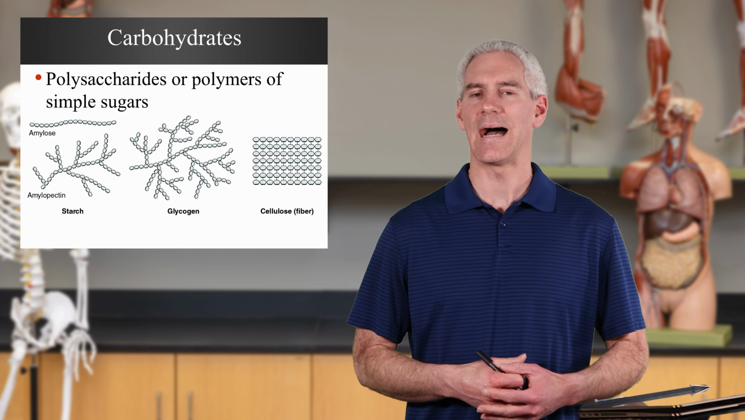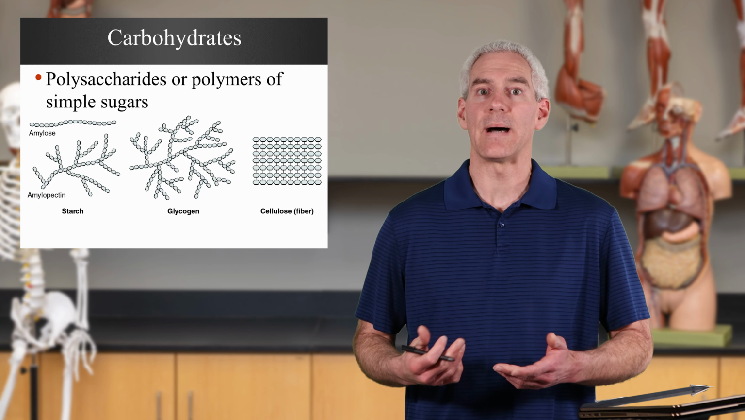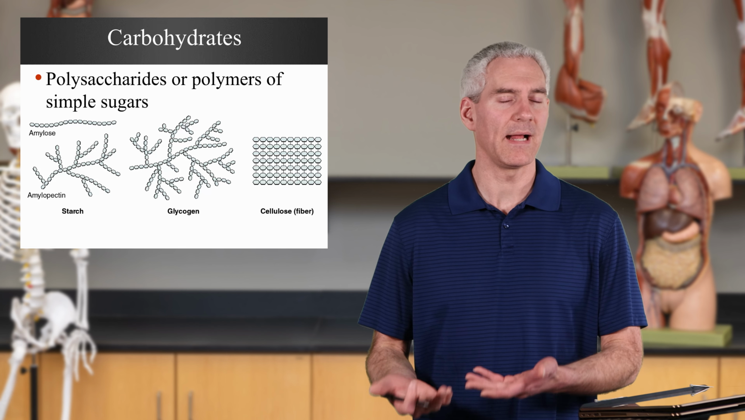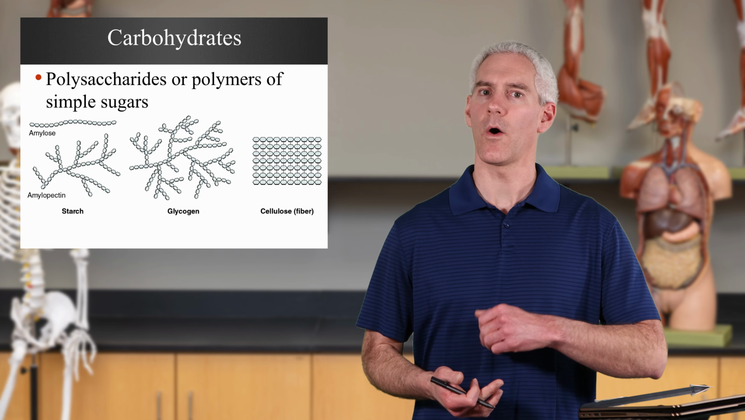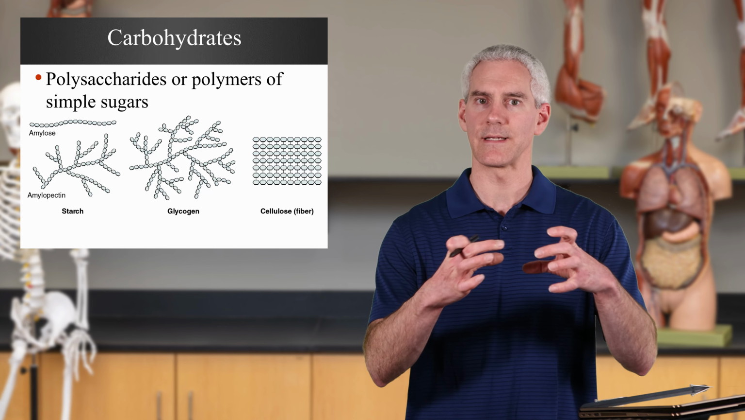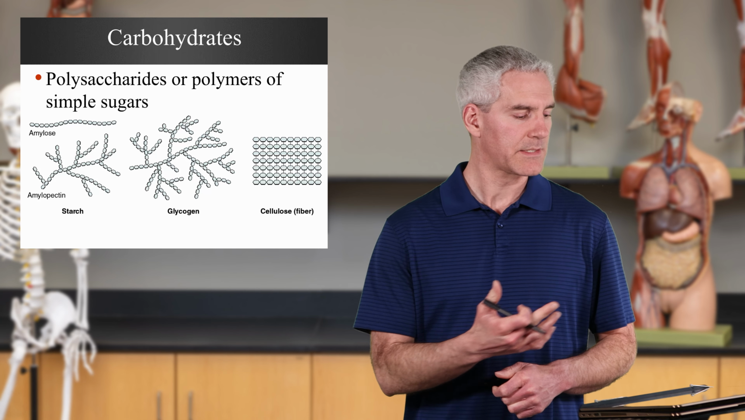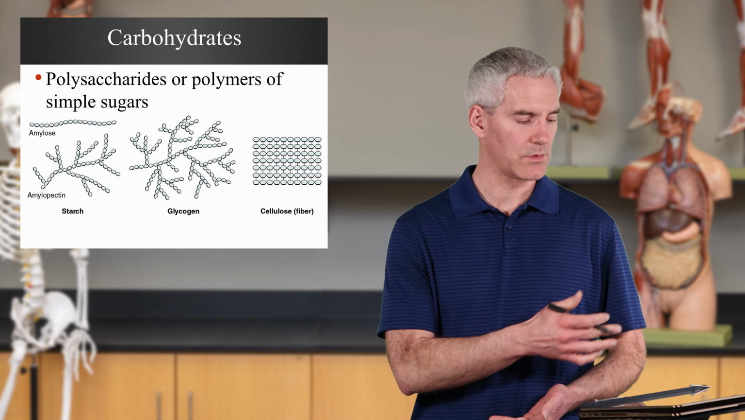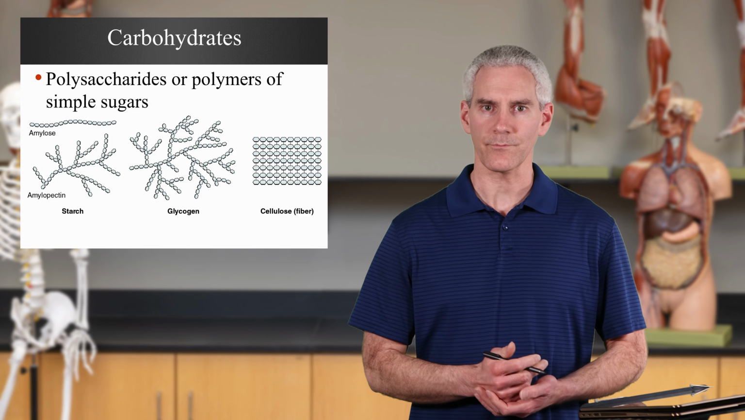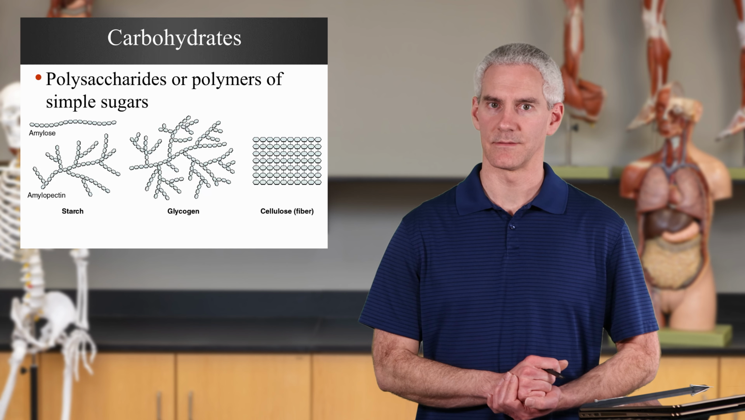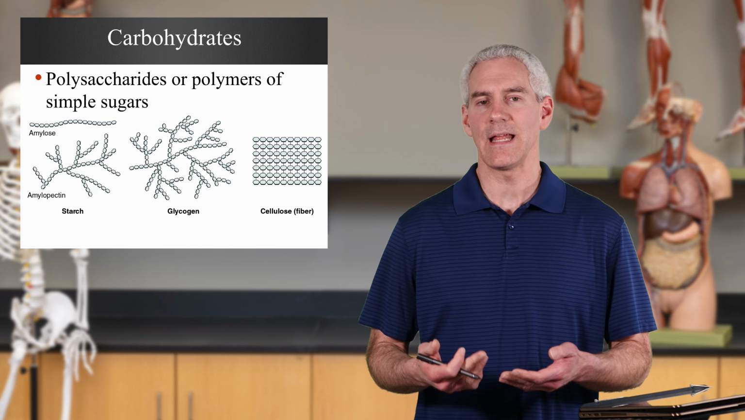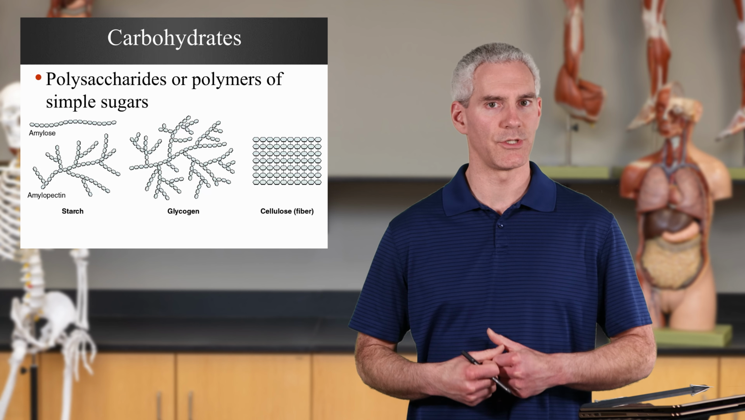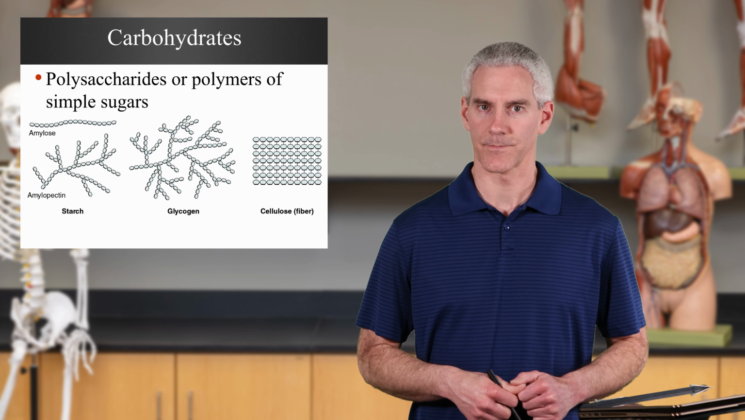And then we have polysaccharides. Polysaccharides, poly meaning many, are going to be 3 or more of these rings held together. Some examples you see here are amylose and amylopectin. Those are going to be some starches. We have our glycogen. Glycogen is our body's storage unit of how we store glucose.